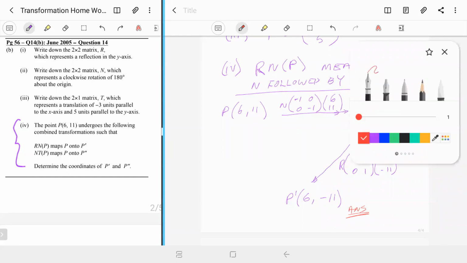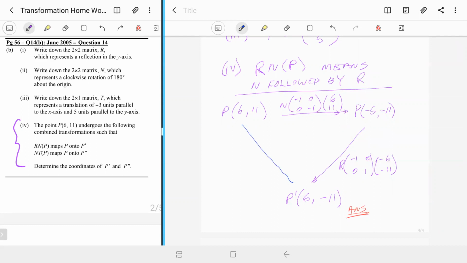Could we do it in a single step? Here, using RN, could we do it in a single step using the single matrix RN? Could we?